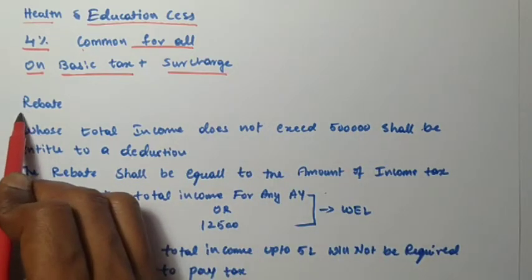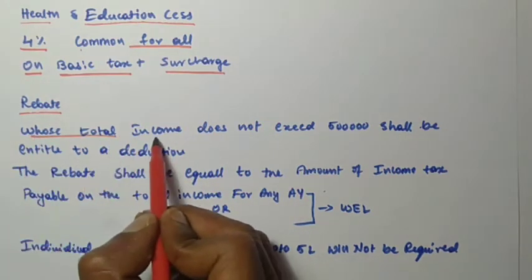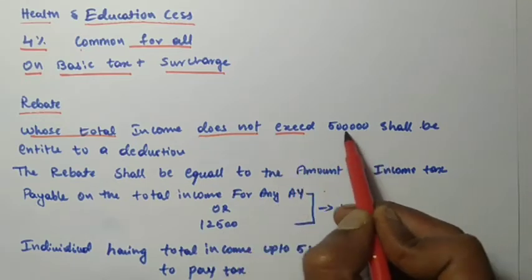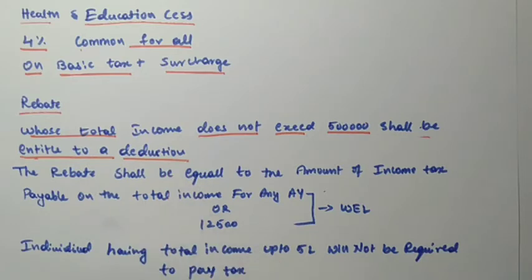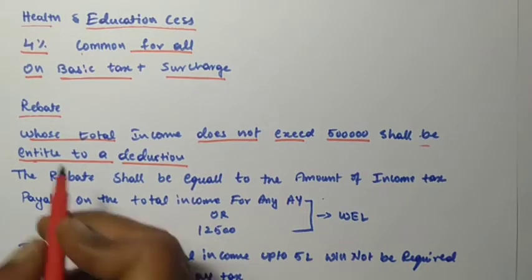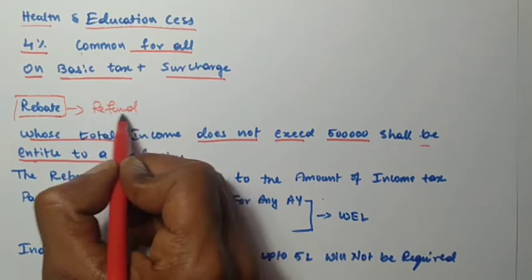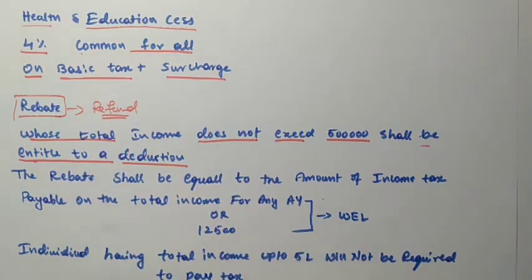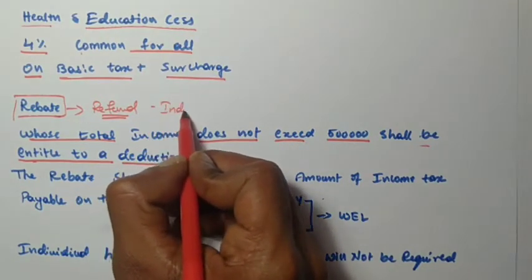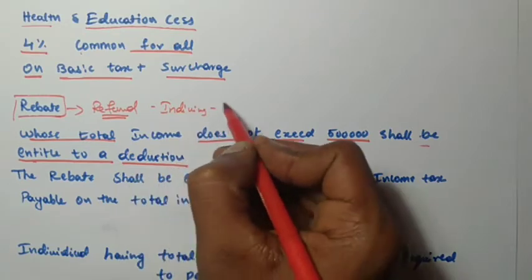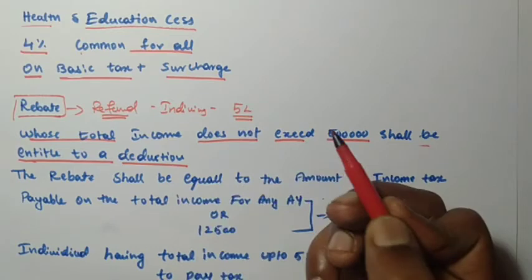Next, rebate. Whose total income does not exceed 5 lakh shall be entitled to a deduction. Rebate is nothing but a refund. Rebate is only for individuals who have the income of not exceeding 5 lakh rupees.